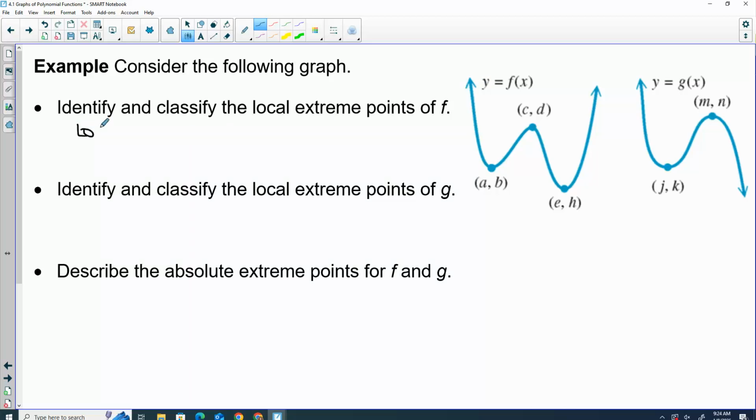What would be my local max? That means a point that's not necessarily the highest on the entire graph, but just higher than the surrounding points. CD. What about local min? Doesn't have to be the lowest on the entire graph, but lower than the things around it. So that would be AB. There is another one. EH also counts as a local min. Okay, AB, it's not the lowest on the whole thing, but it's lower than the points on both sides. Same thing with EH.